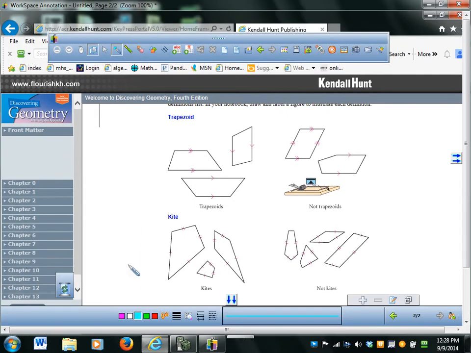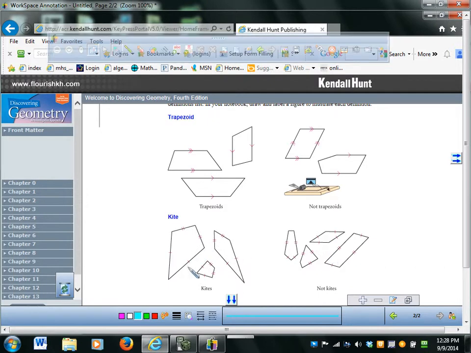Who can be very specific? Because notice that this thing over here is not considered a kite. So you've got to be kind of careful, even though these things are considered kites. So who can? Oh, wait!